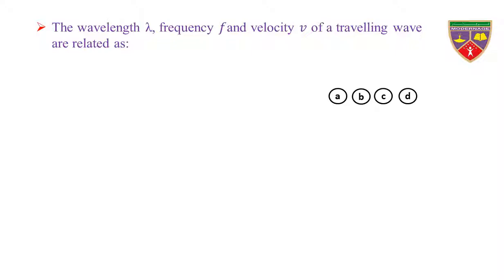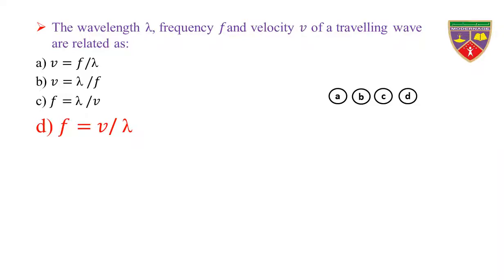The wavelength lambda, frequency f, and velocity v of a traveling wave are related as: option A, v is equal to f divided by lambda; option B, v is equal to lambda by f; option C, f is equal to lambda by v; option D, f is equal to v divided by lambda. The key is f is equal to v divided by lambda. Therefore, the correct option is D.